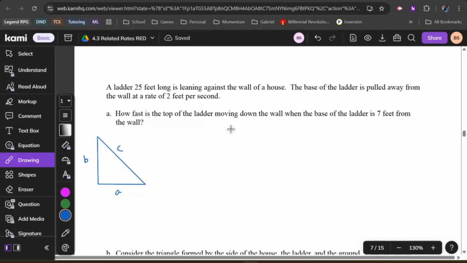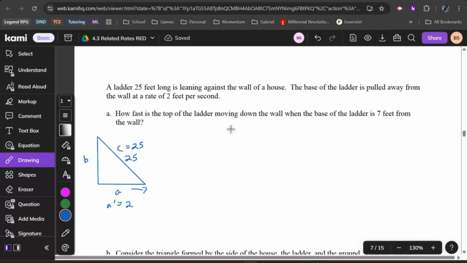Now the ladder is 25 feet long and leaning against it. So this would be 25. So in other words, C is 25. Okay. Then the base of the ladder is pulled away at a rate. So that's not A, but it is being pulled away. So that would mean that A prime is 2 feet per second. It's going to the right, so that's positive from physics.